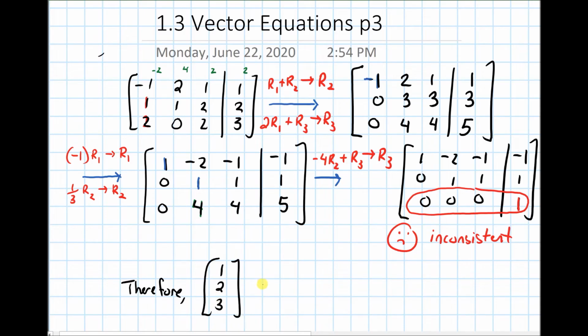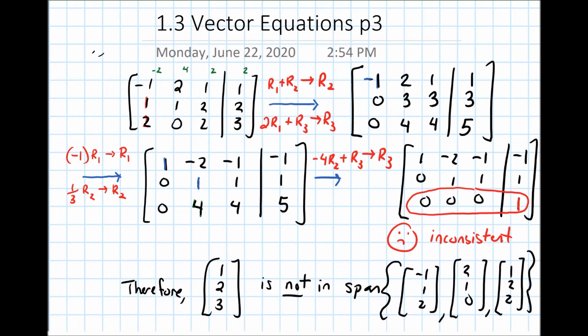this is not in the span of our set of 3 vectors. And I'm just going to write those down quickly. Okay, so those were our 3 vectors. So because we row reduced our system, got that it was inconsistent, there was no solution, that means our vector was not in the span of those column vectors.